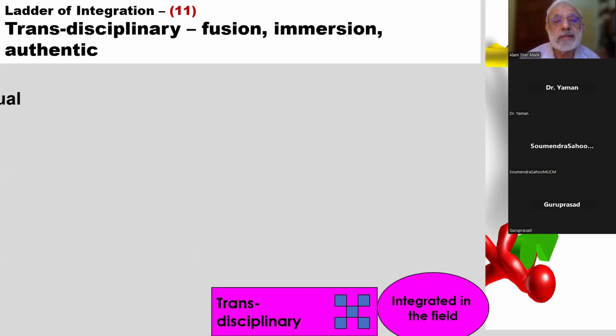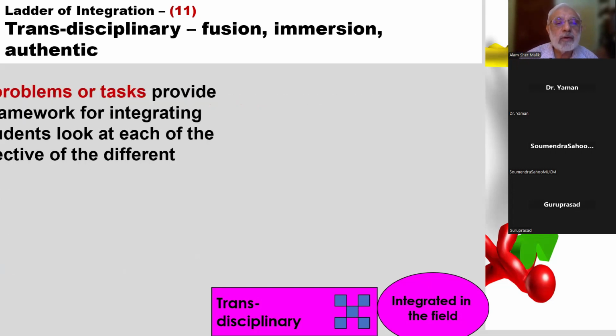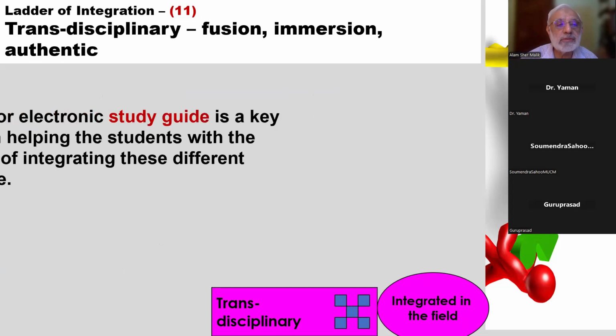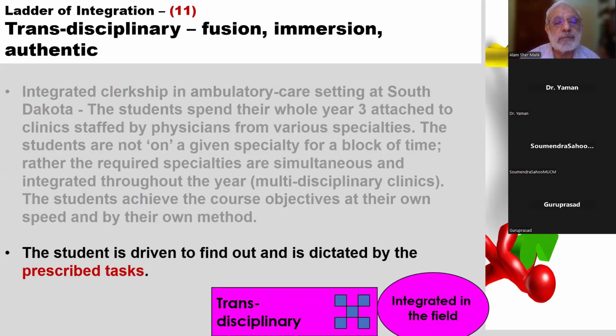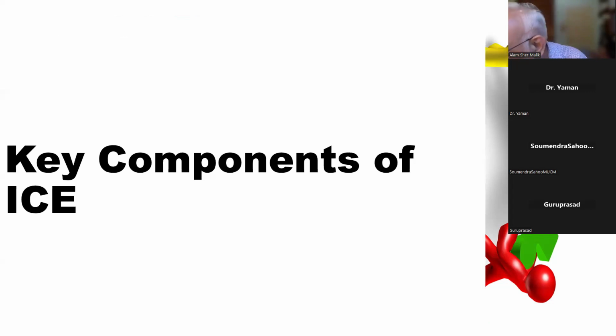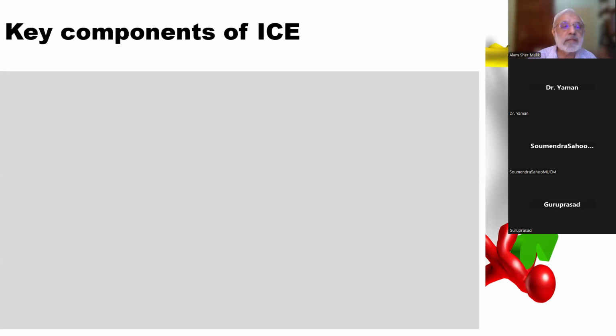Okay, now having understood that, and as I said, the main purpose of understanding these levels of integration is to assess the level of integration in our own institution and see how we can move on to the next level. Now, there are some key components of integrated clinical education, which means that these components must be there if we want to say that we have integrated clinical education.